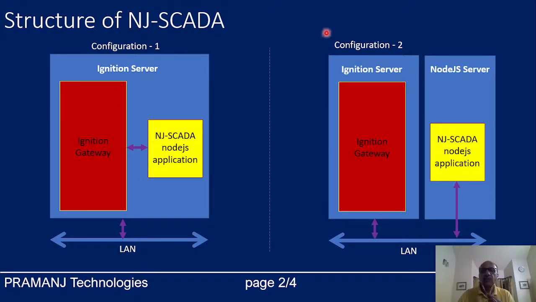In the second configuration, you can have the Node.js application installed on a separate physical machine connected to the LAN to Ignition. So the advantage of the second configuration is that you don't load the Ignition server with additional computational load, and another advantage is you can have a different configuration of this server. It could be a Linux machine, whereas Ignition could be on Windows machine. So depending on your application, you can choose one of the two configurations.